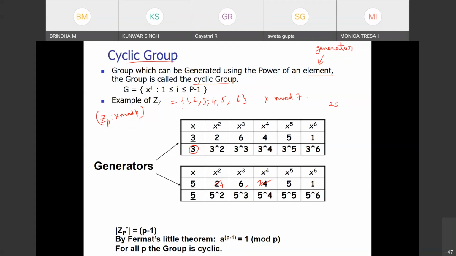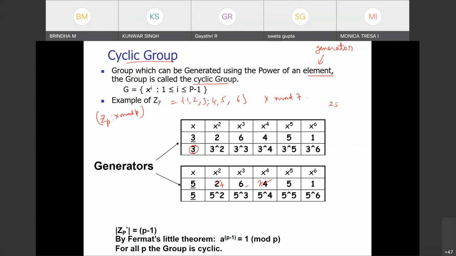It's a well-known group, and not only 7, any prime number works here. It's already proved as a theorem. Now we want to say that this is also a cyclic group. So what is a cyclic group? All the elements can be expressed as a power of one element. For example, you see here, I can express all these elements as powers of 3.